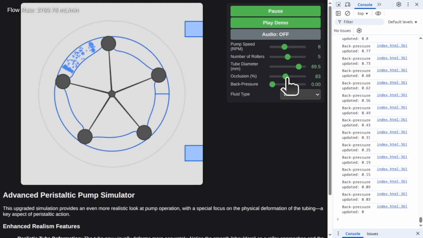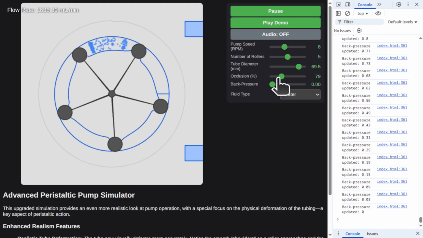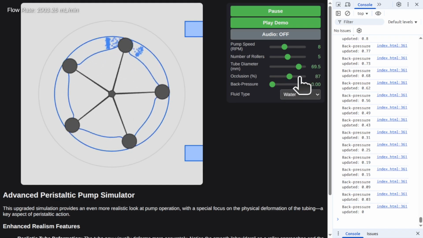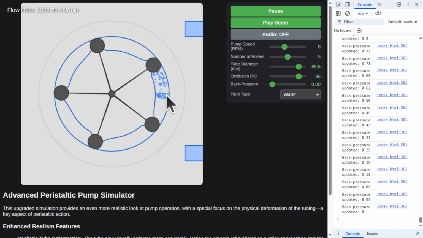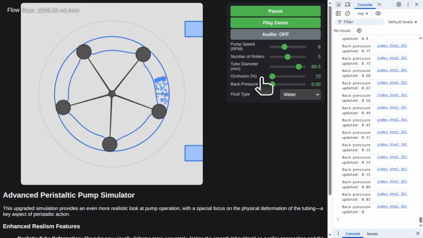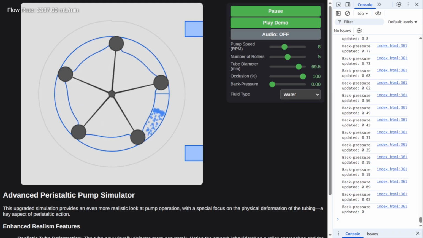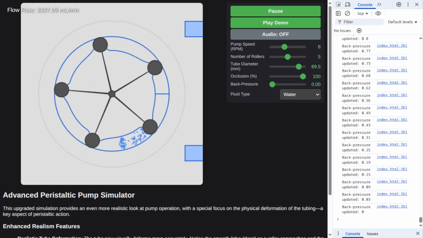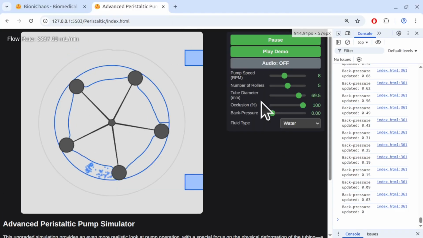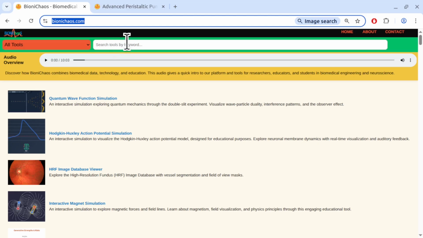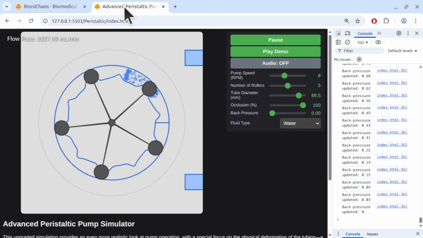Can you update your previous response and also include how occlusion percentage should affect the simulation visually? The occlusion percentage directly relates to how much the rollers compress the tube. In the simulation, as you increase the occlusion percentage, you should visually see the tube walls being pressed more firmly by the rollers, making the passage for the fluid narrower. This would be represented by the blue outline of the tube becoming more tightly squeezed around the rollers, and the space for the blue fluid particles would decrease, potentially affecting their movement and the overall flow rate.